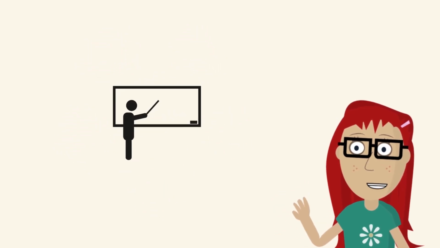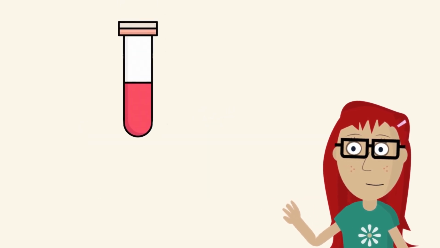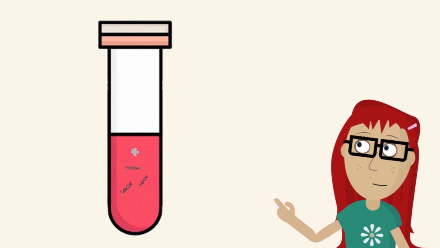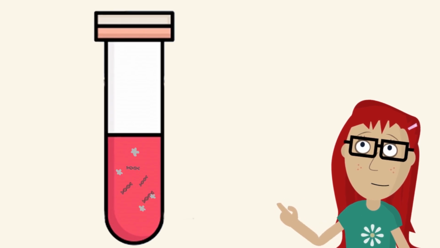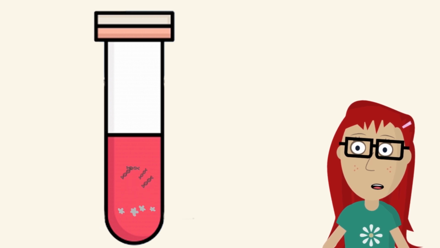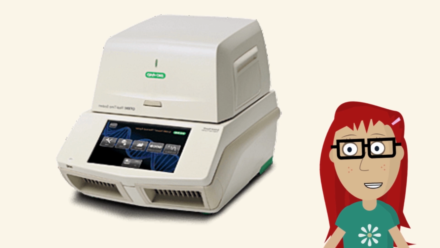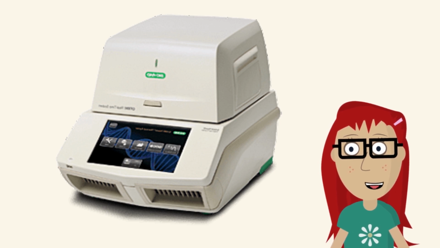Now I'll explain the PCR process with an example just for your understanding. Let's assume this is a blood sample of a person who was infected with a virus. First they add some chemicals to remove substances such as proteins and fats. Then the remaining mixture containing genetic material is sent to the thermal cycler.